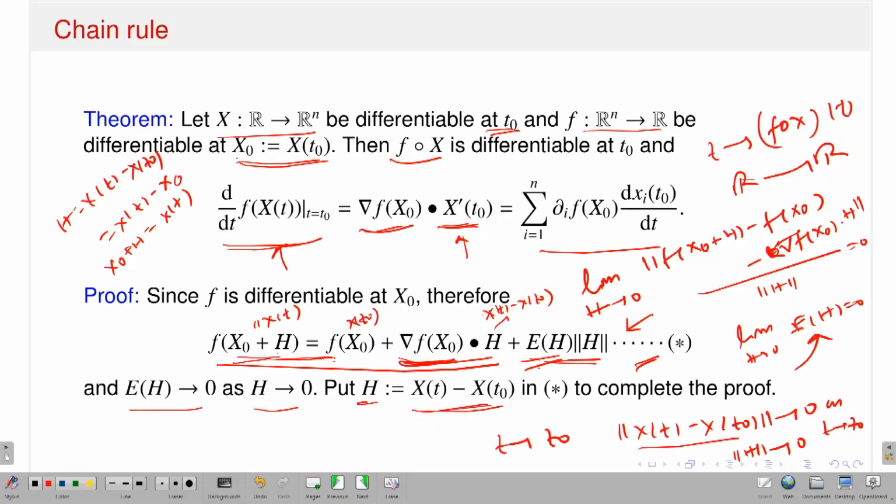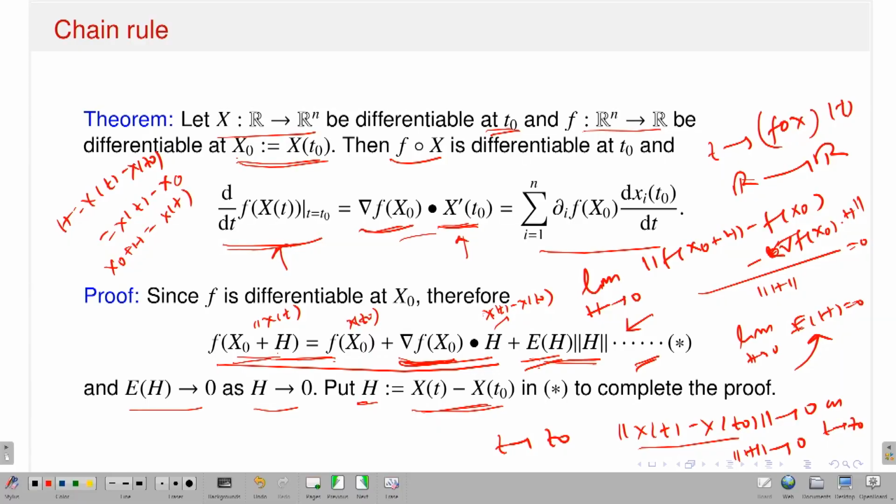So that is the formula. I have given just a very precise statement: use the differentiability of f at x naught, write it in this way, and e(h) goes to 0 as h approaches 0 because f is differentiable at x naught. Then you replace h by x(t) minus x(t naught), and since t approaches t naught, because of the differentiability of x at t naught this difference goes to 0, meaning h goes to 0. Use the differentiability of x at t naught, and you will end up with this formula. You complete it.